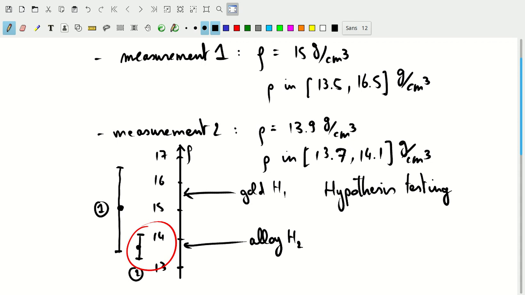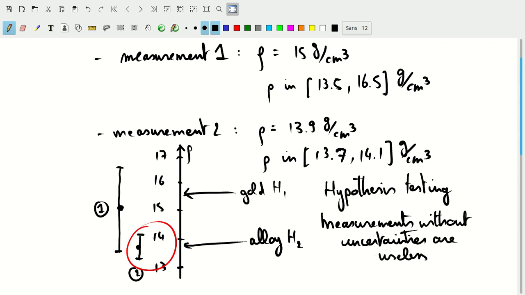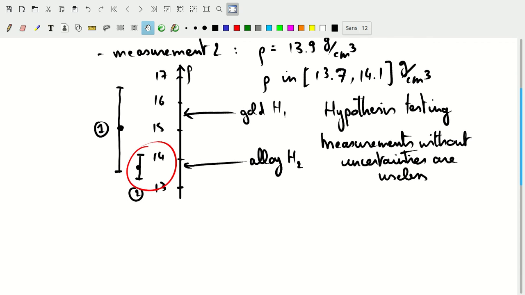The other thing that this example highlights is that any measurement without uncertainties is really useless. So measurements without uncertainties are useless. Keep that in mind. That's of course going to be important in this course.